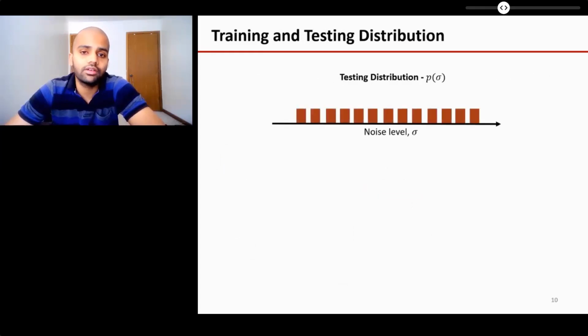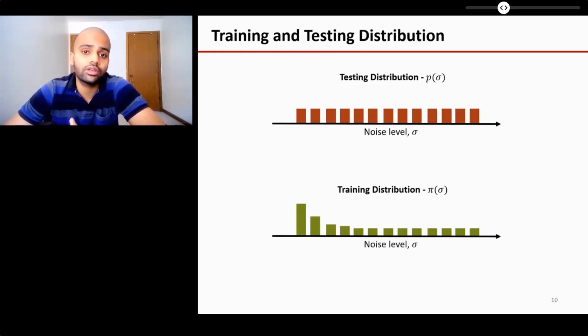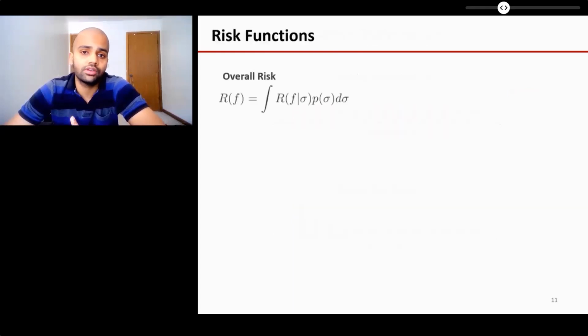For example, here we assume the testing distribution is uniformly distributed across all the noise levels. The next one is the training distribution denoted by pi of sigma. This is where the samples are going to get sampled when we want to actually train the network so that we can give some kind of performance guarantee. We already know the testing distribution and we want to find the training distribution. We define the overall risk function R of f by this equation. We already know what P of sigma is. It is the testing distribution.